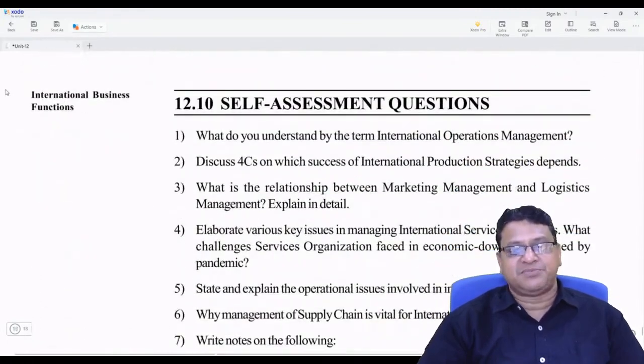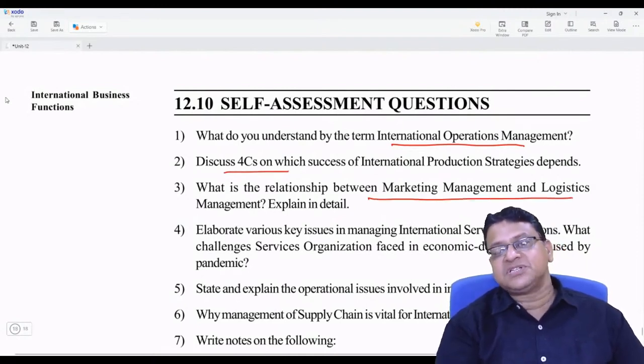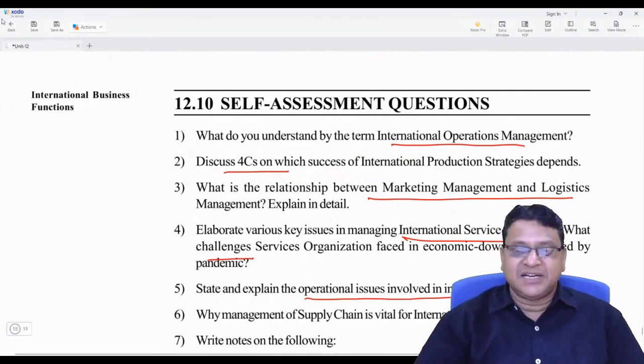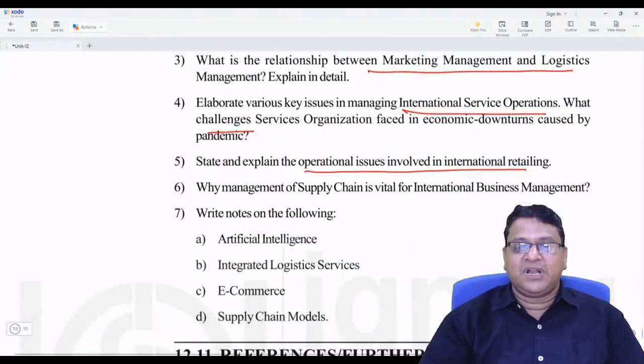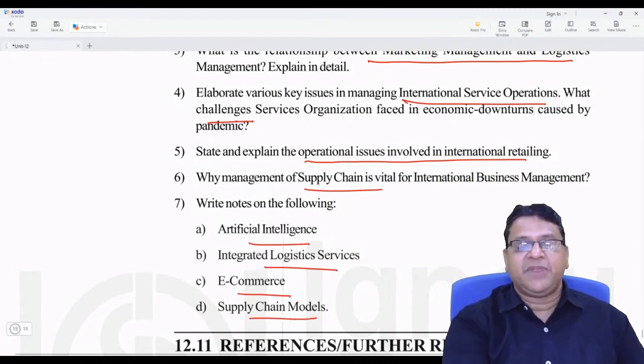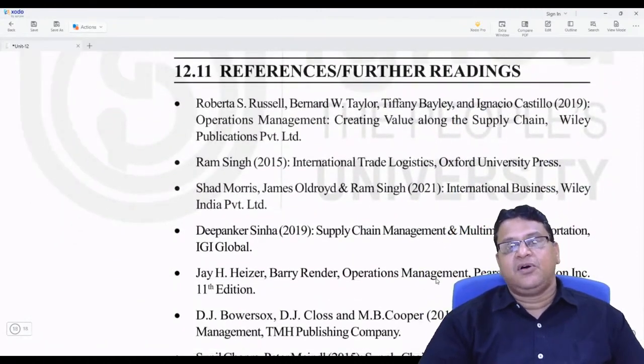Outsourcing, international supply management. These are certain self-assessment questions. What is international operations management? What are the 4 C's of international production management? What is the linkage between international marketing management and international logistics management? What is international service operations? What are the challenges in it? And what are the operational issues involved in international retailing? What is SCM, and what are different modern techniques used in SCM, like artificial intelligence, integrated logistics service, e-commerce, supply chain management? And these are certain references for further reading on international operations management.